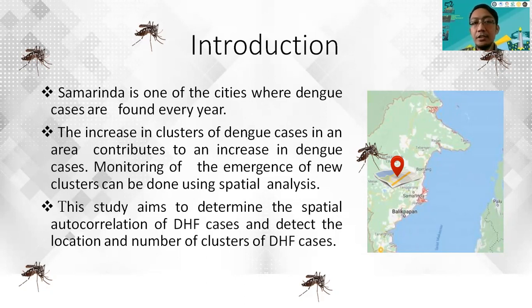The increase in the cluster of dengue cases in areas contributed to an increase in dengue cases. Monitoring of the emergence of new clusters can be done using spatial analysis. And then the methods of determining the location and number of clusters of dengue cases are very diverse, such as Moran's I, fine point cluster, local indicator of spatial analysis, LISA, K-means cluster algorithm, and others. This study aims to determine the spatial autocorrelation of DHF cases and detect the location and the number of clusters of DHF cases.